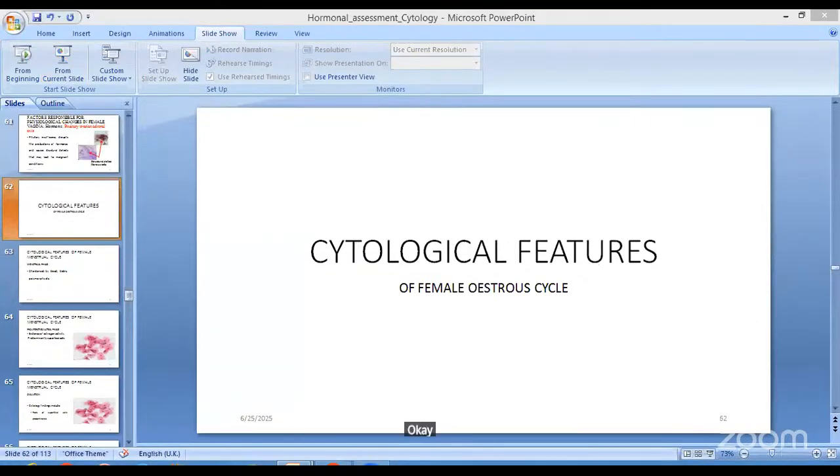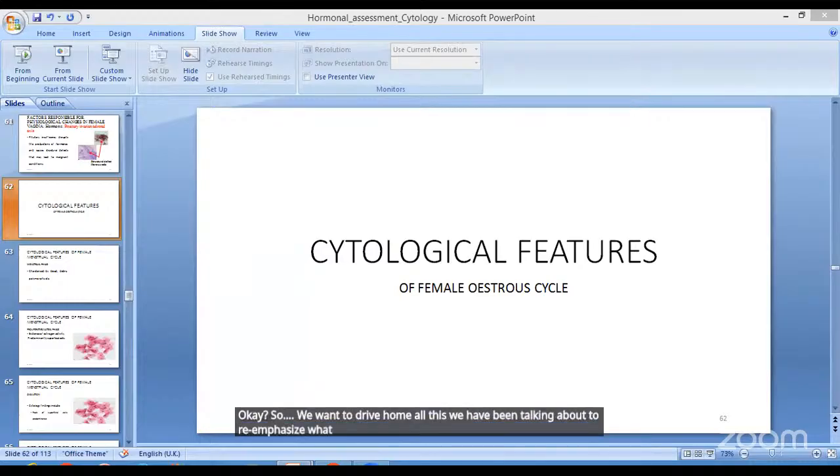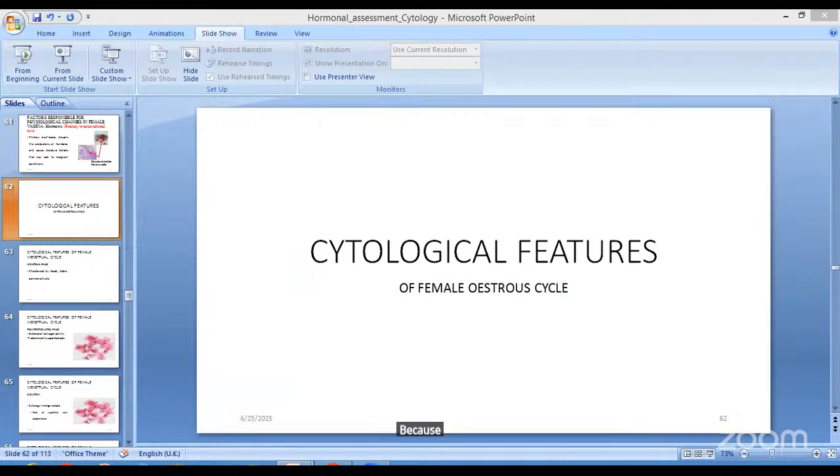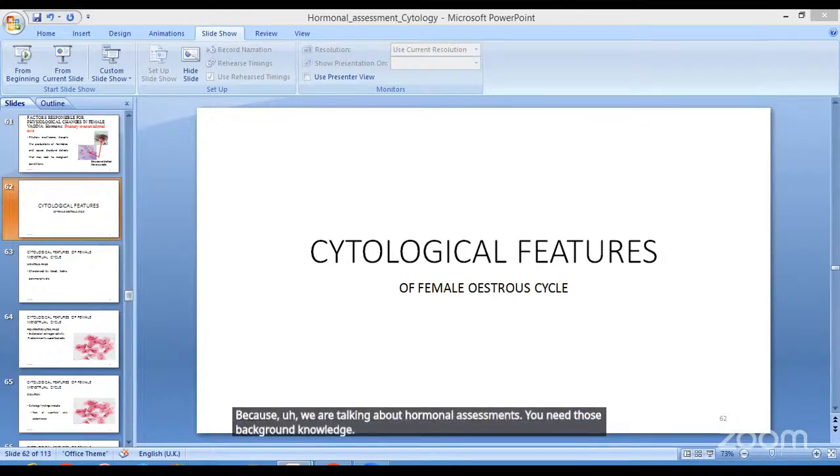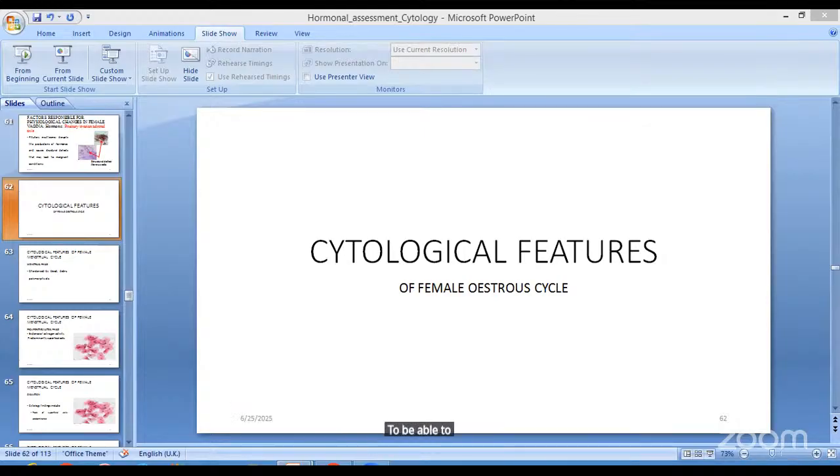Okay, so we want to drive home all this we have been talking about, to reemphasize what you see cytologically, because we are talking about hormonal assessment. You need that background knowledge to be able to detect and make diagnoses that will be helpful to the patients. Cytological features of female menstrual cycle. So we'll go at it now.